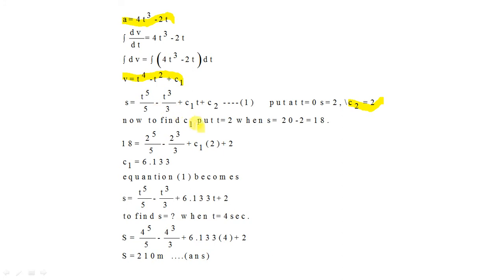Now to find out c1, put t is equal to 2 when s is equal to 20 minus 2, that is 18. Now the second condition is given: when time t is equal to 2 seconds, the displacement is 18 meter. Now here I am going to substitute the values, s is equal to 18, t is equal to 2 in this equation in order to find out the value of c1. So we will get the value of c1 as 6.133.